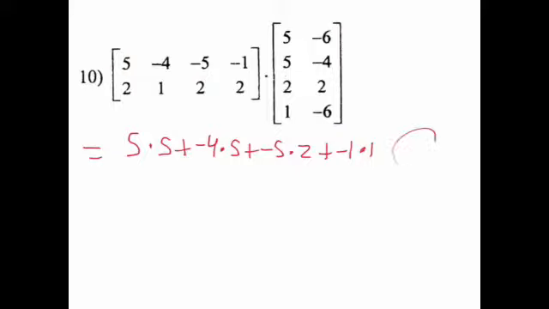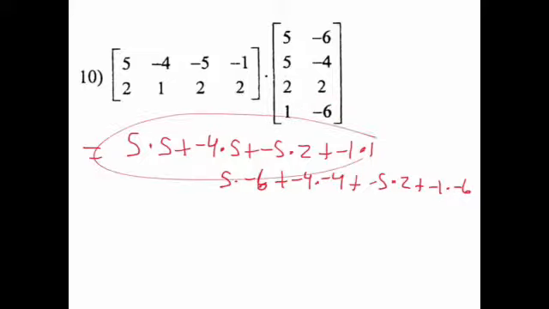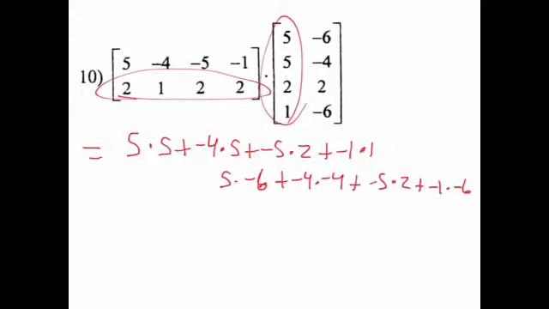You notice I'm kind of out of space here, so I'm going to put this just over a little bit right here. So I'm going to get 5 times the negative 6 plus negative 4 times negative 4 plus negative 5 times the 2 plus negative 1 times negative 6. And that's going to be my first row, so this is the first item in the row, that's the second one.